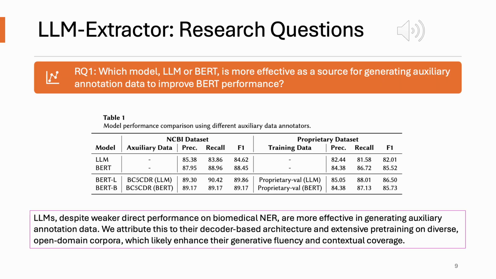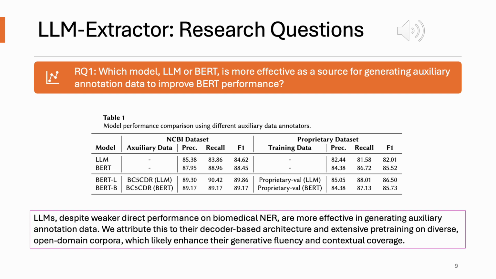In this slide, we start with our first research question. Given that LLMs underperform compared to BERT on NER tasks, which model, LLM or BERT, is more effective as a source for generating auxiliary annotation data to improve BERT performance? This table summarizes the performance of the LLM, the original BERT model, and the BERT model trained with auxiliary annotations.